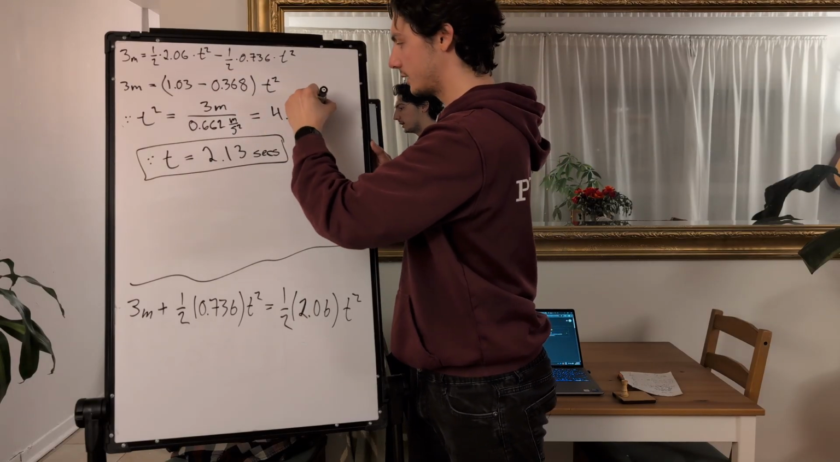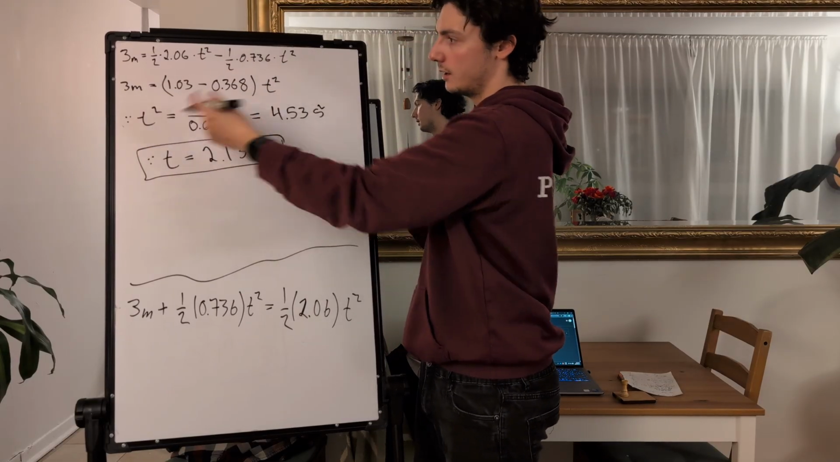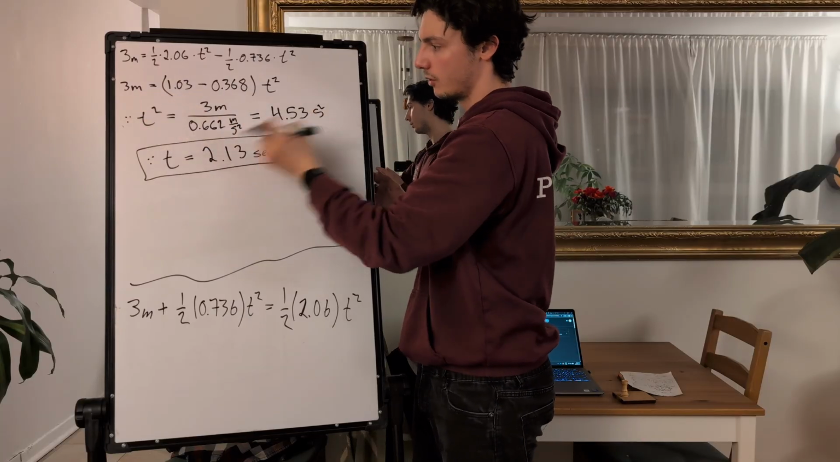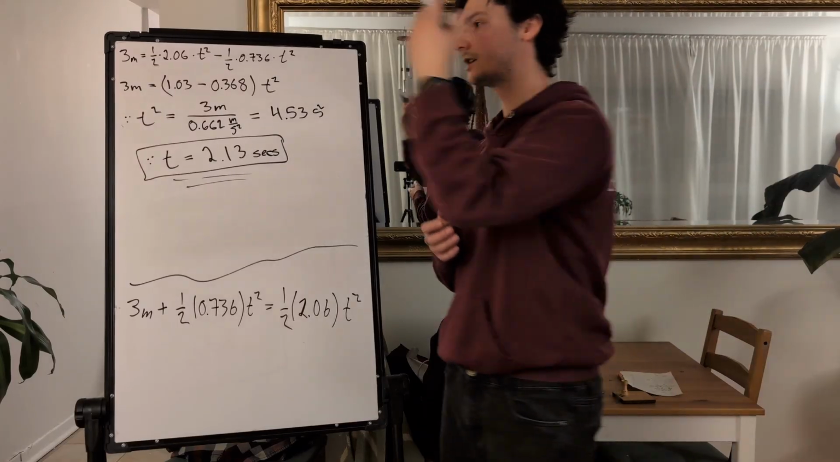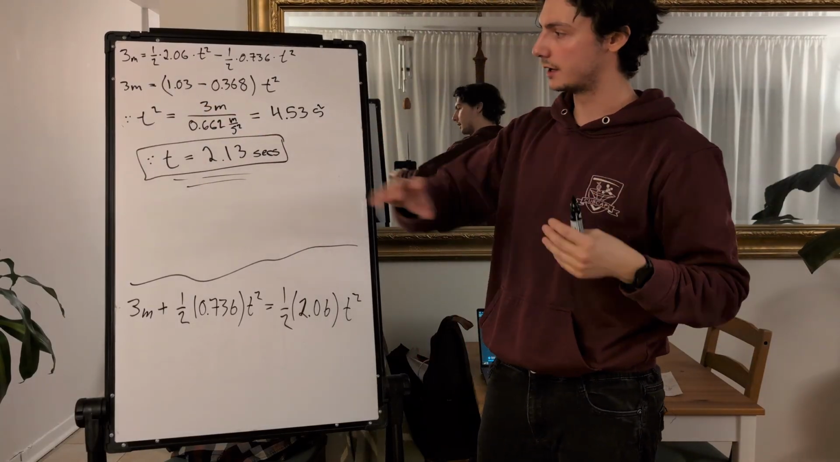So here we have seconds squared, and then we square root this to cancel the square over here and the square over here, and we get this fine answer, which is 2.13 seconds. So that's how long it takes for the block to get pushed all the way to the other side. This is the right answer.